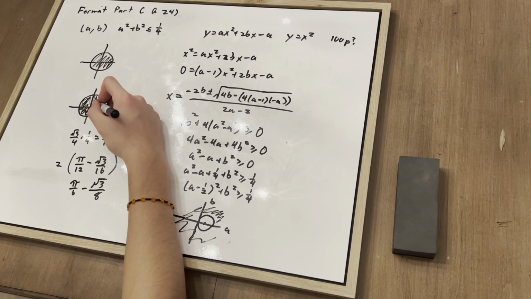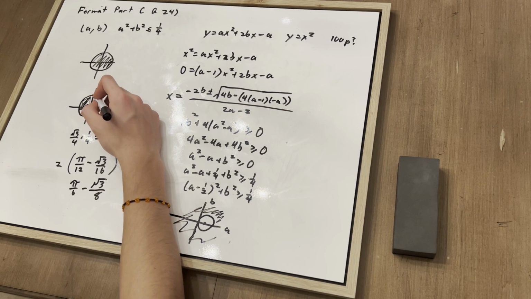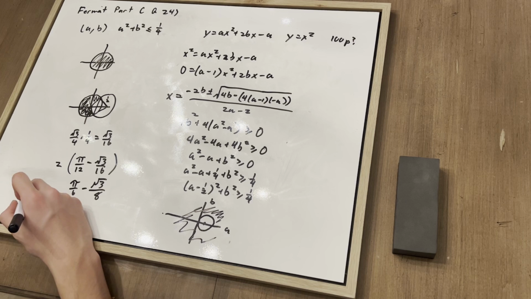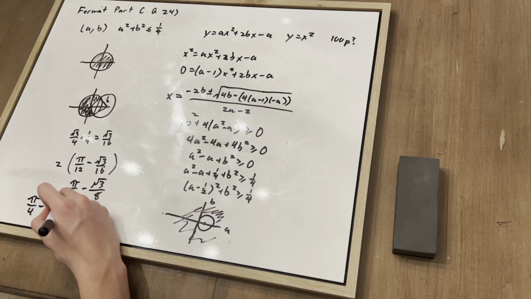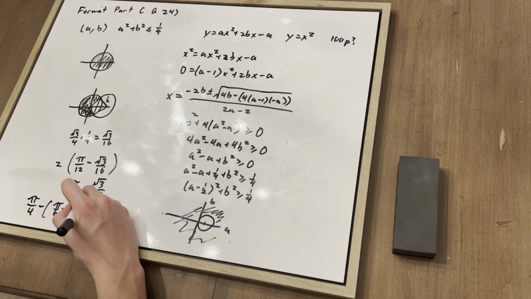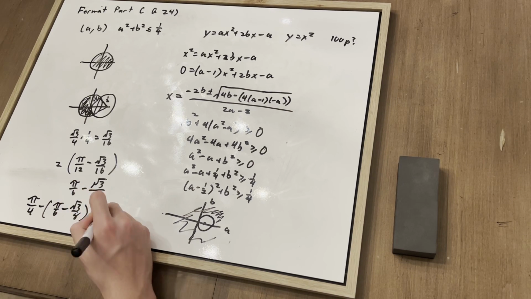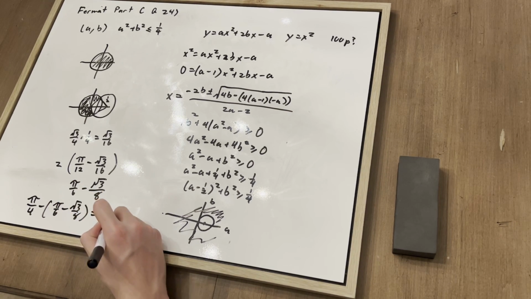But we're not actually looking for this area. What we're actually looking for is the area outside of that little sector. So then what we can just do is take the area of the entire circle and minus this. And what we get is pi over 12 plus square root of 3 over 8.